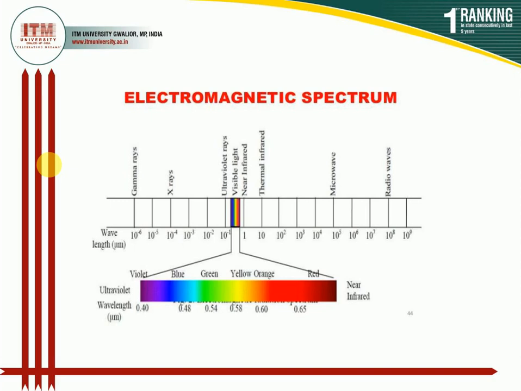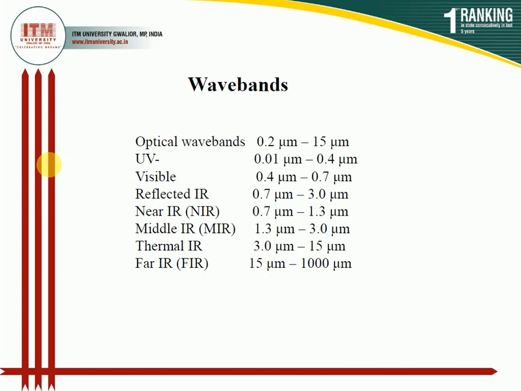The rays which have the lowest wavelength and the highest frequency are the gamma rays, then the X-rays, then UV rays, visible rays, near infrared, thermal infrared, microwave, and the radio waves. Radio waves are the waves having the longest wavelength and the least frequency, and the gamma rays are the rays having the highest frequency and the lowest wavelength.